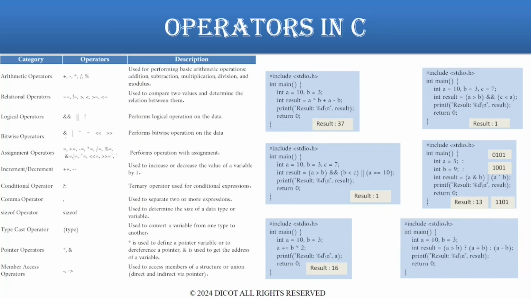Conditional or ternary operator. Let's try to evaluate an expression based on whether A is greater than B or not. If A is greater than B, result is A plus B, otherwise it is A minus B. This is a compound expression using the ternary operator. Initial values of A and B are 10 and 3. The output in this case is result 13.